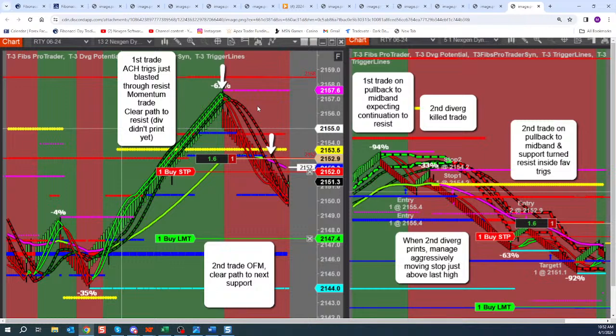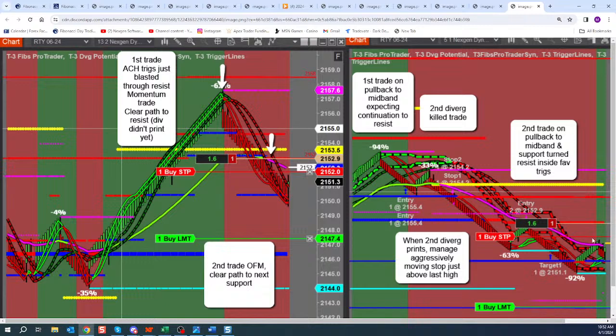And then let me show you my favorite thing in the world, which is to be able to take this loser, Pedro, and then turn right around and take a beautiful short and capitalize on it. It is amazing. And then when second divergence prints, manage aggressively, moving stop just above the high last. So you took 2 in, 1 out at the problem spot, and then there's another divergence, second divergence, and we're still 50-50, and we're losing momentum.